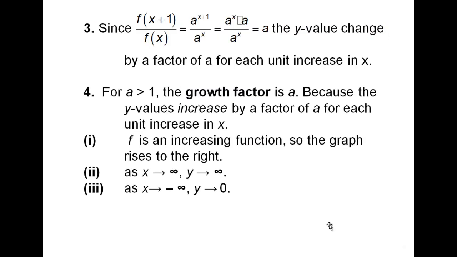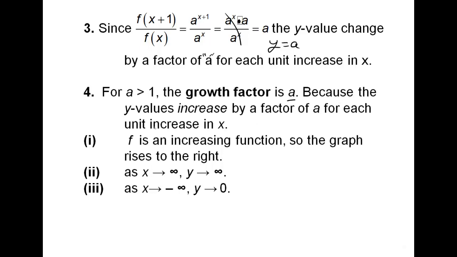Next, we also know that f of x plus 1 over f of x is just a to the x plus 1 over a to the x, which is a to the x times a. That's what this little box is supposed to be, a times. These will cancel, and you'll just get a. The y value changes by a factor of a. This is a, for each unit increase in x. So you basically get a straight line, right? You get y equals a, which is a straight line constant kind of thing. So if a is greater than 1, the growth factor is a.